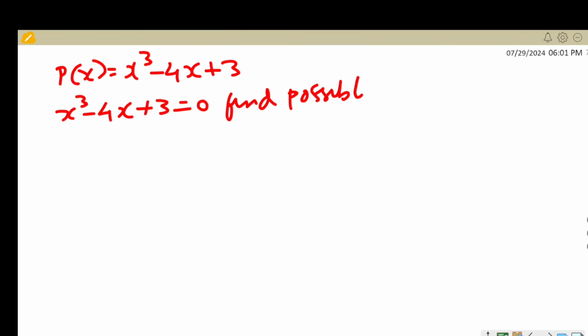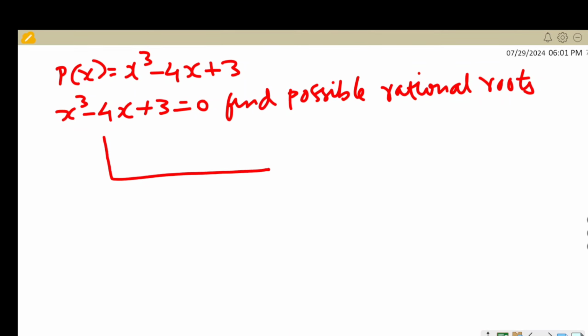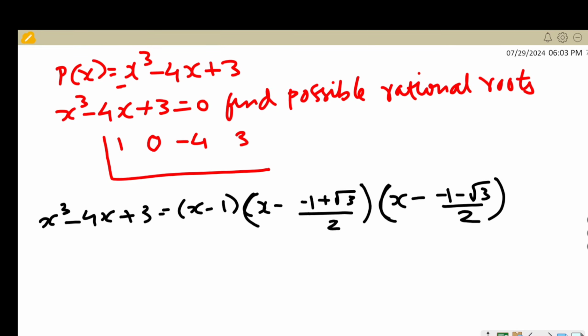If we need to factorize p of x equal to x cube minus 4x plus 3, we need to find the possible rational roots of x cube minus 4x plus 3 equal to 0 first. After that, do synthetic division, draw like this and write the coefficients. Here the coefficient of x cube is 1 and the coefficient of x square is 0. So we need to write 1, 0, negative 4, 3. Then continue the synthetic division as usual. I am not doing this, you can try it yourself and I will just give the answer. When you factorize x cube minus 4x plus 3, you will get like this.